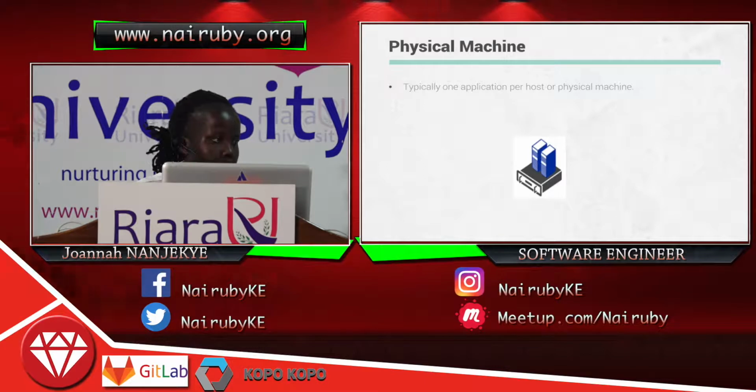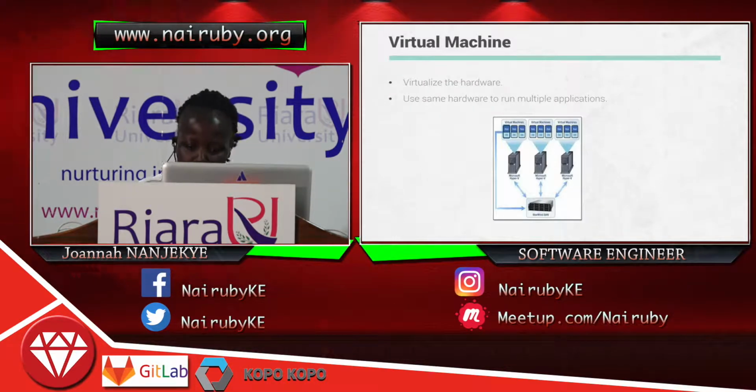But also, if you decide to have just one application running per machine, you may not fully use your computing resources. So you want to fully use your resources. However, if you do that, some of the libraries in the different applications you may have may interfere. So you may choose to use a virtual machine, or rather you virtualize your hardware.